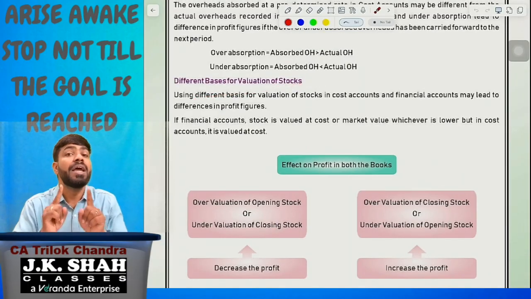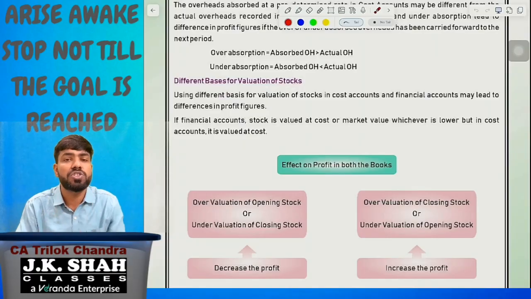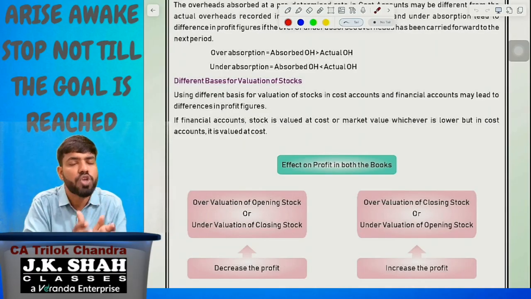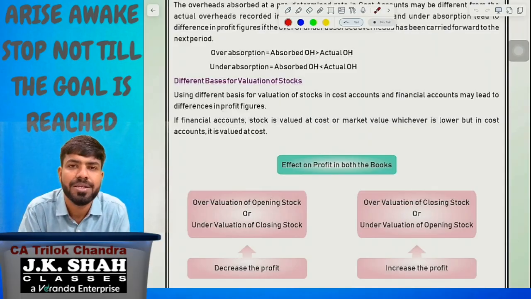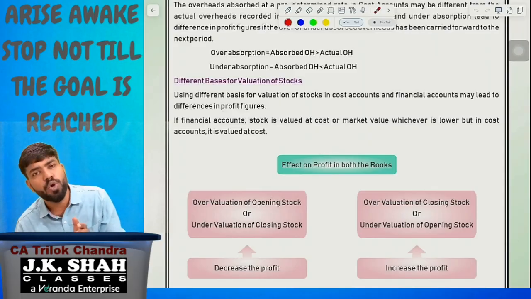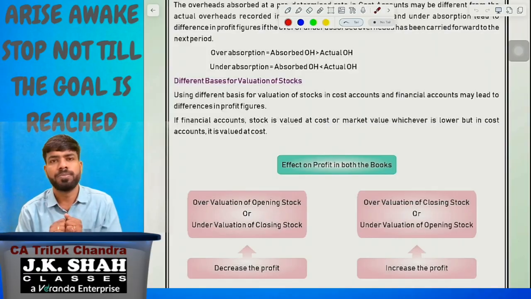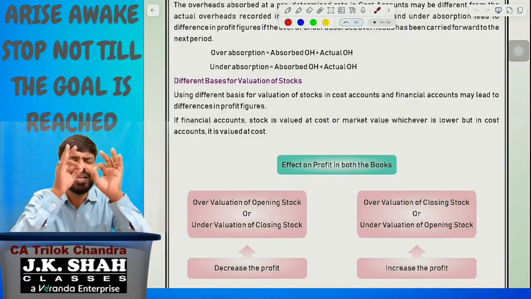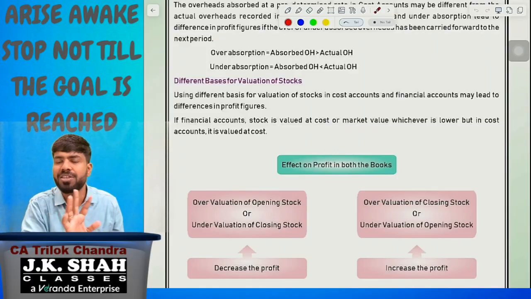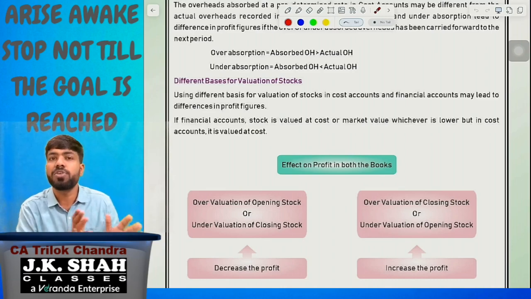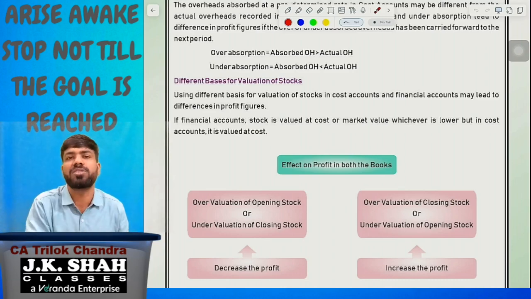Please understand. In financial books, we'll account the stock according to AS2. What does AS2 say? Cost or NRV, whichever is lower. That is in financial books. Whereas in cost books, we'll always account using cost. There is no concept of comparing with NRV in cost books.